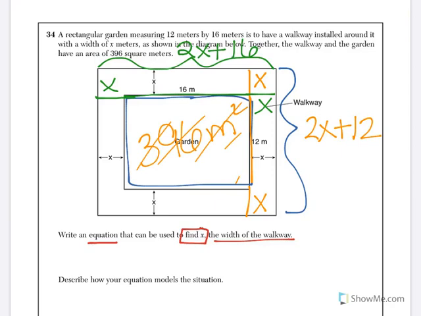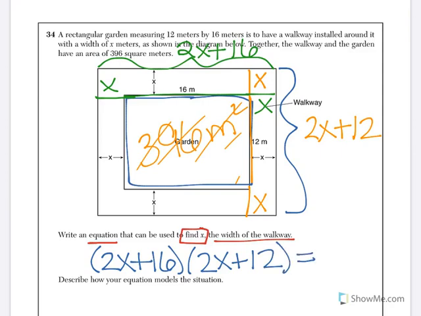Now, we know that area is length times width. So if we put it all together, we have the length being 2x plus 16 times the width being 2x plus 12 will equal the area of 396. So that's how you're going to answer the first one.